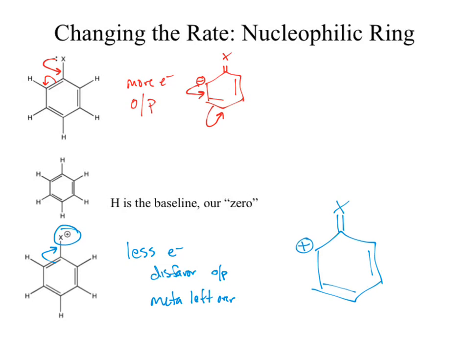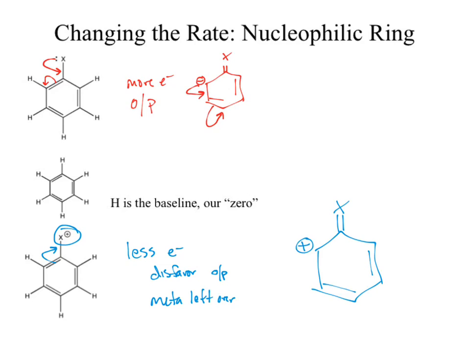Okay. What's going to happen to the reactivity in an EAS reaction now? The ring is positive, can it act as a nucleophile? No. So if we have this case where X is less or has a positive charge, it's not going to be very likely to move forward in an EAS reaction. It doesn't have the electron density to do the reaction.